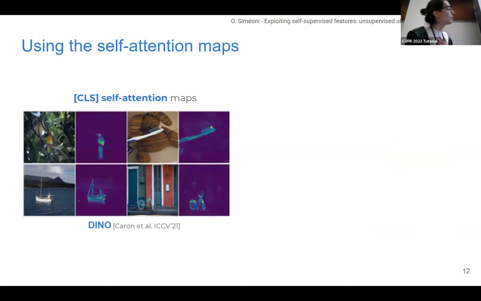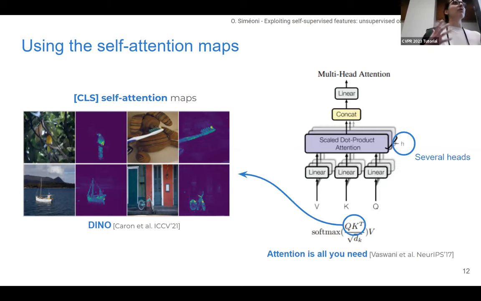So if you look at the DINO paper, this is the first figure. And when I looked at it, I was like, okay, localization is done, right? You have your bird, which is very well localized. You have your toothbrush, which is very well localized. This is the self-attention map of the last layer of the transformer. And I was very impressed with those results. Obviously there is a bit more to it.